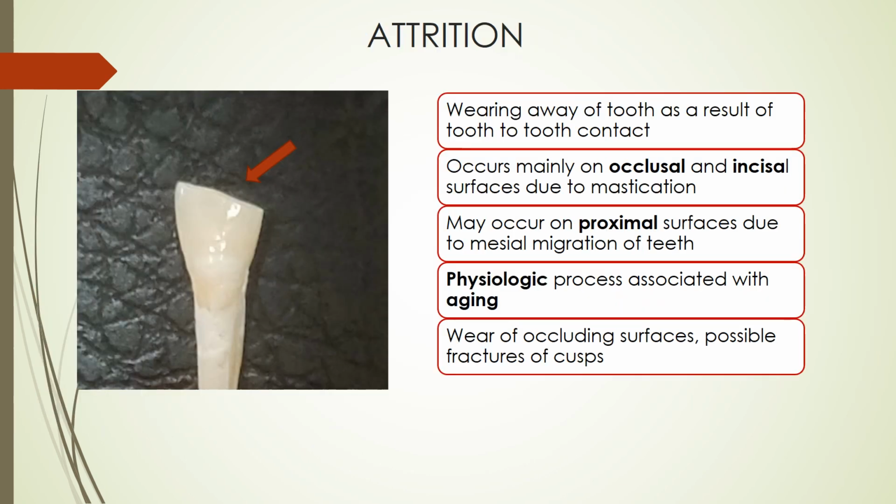The first one that we'll be discussing is attrition. Attrition occurs as a result of tooth-to-tooth contact, for example during mastication. As the person becomes older, this wear continues.